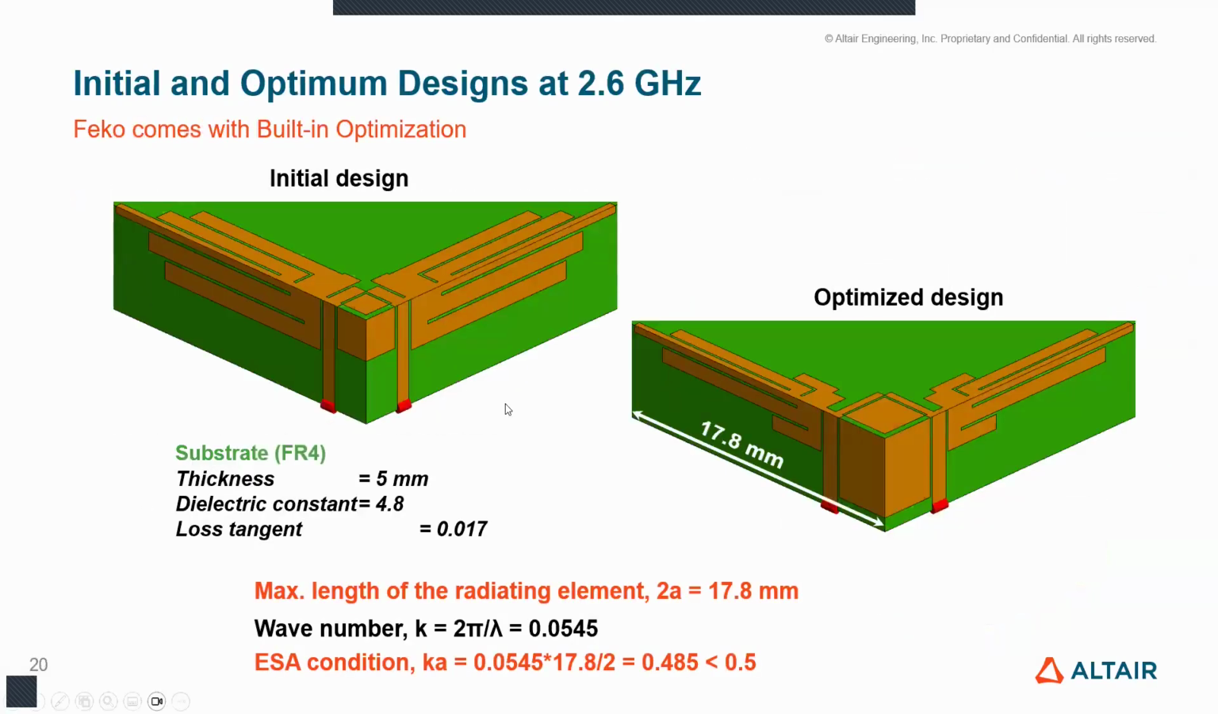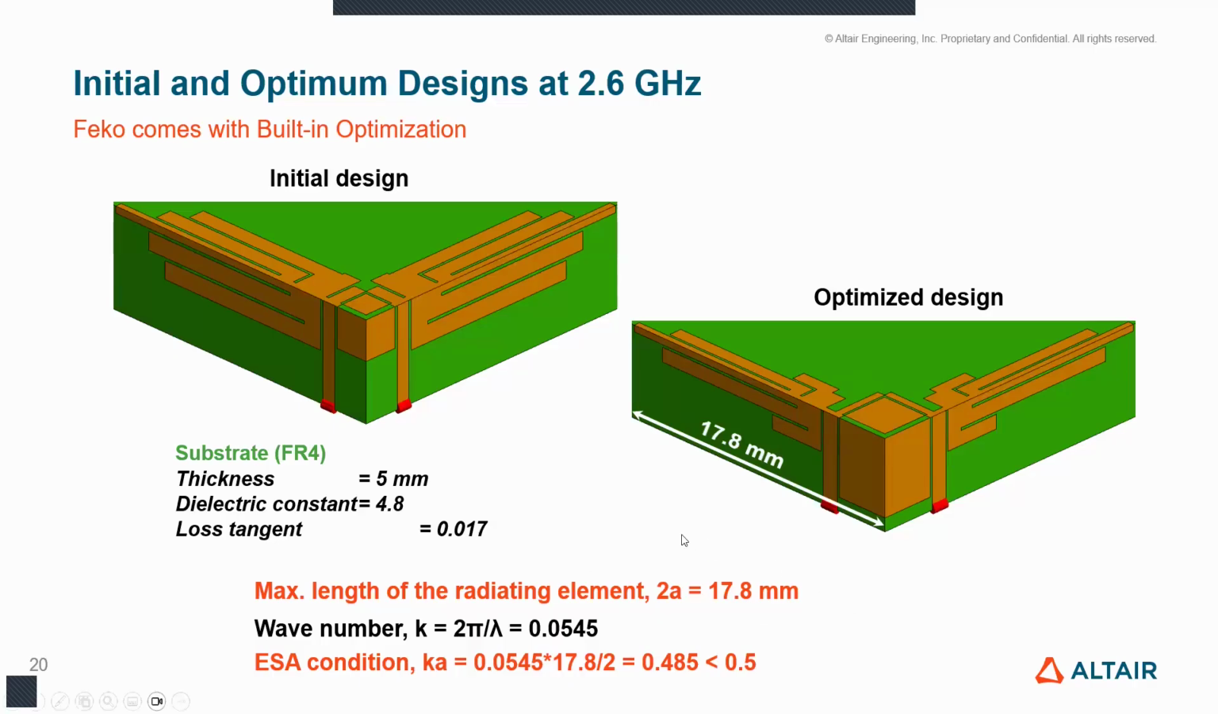So that is what we did here. These are the typical dimensions of the antenna. This is an FR4 substrate with a thickness of 5 millimeters. When we look at the wave number, ka, it's approximately 0.05, so overall, the size of the antenna should be less than 0.5. Our antenna here is 17.8 millimeters. So with this ka parameter less than 0.5, it is classified as an electrically small antenna. That is what we need that can fit within a handheld mobile phone.